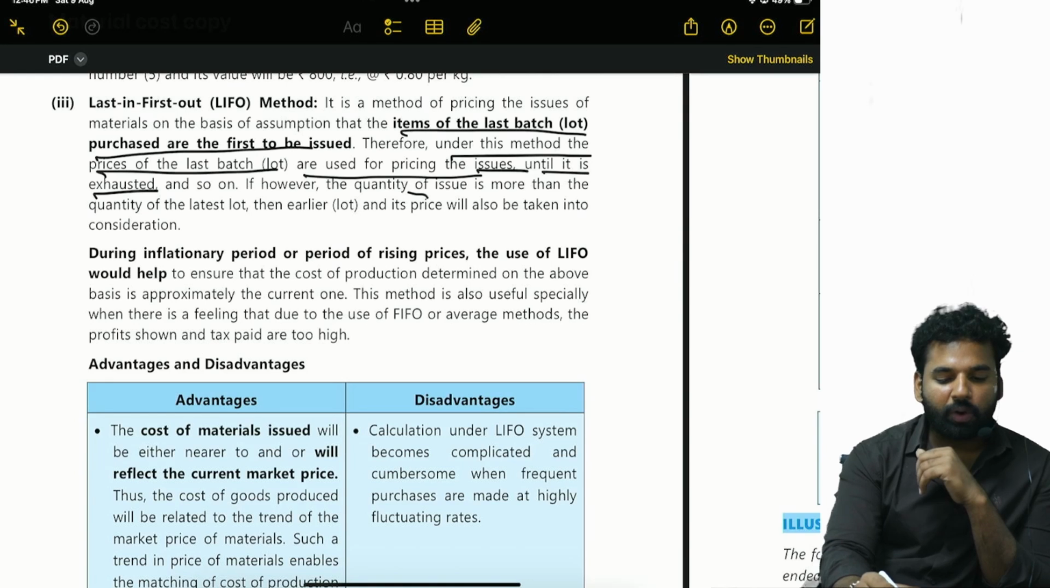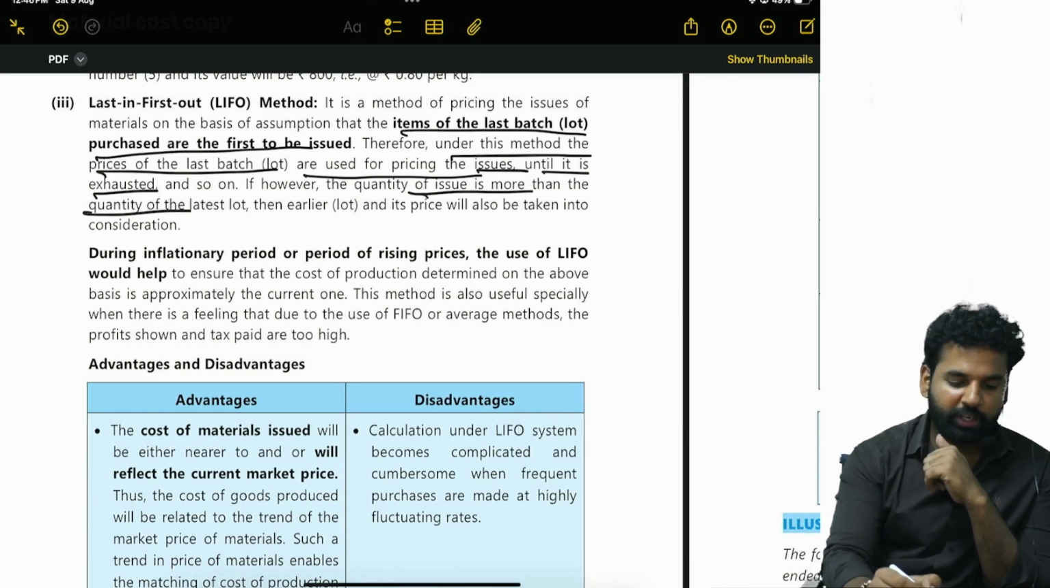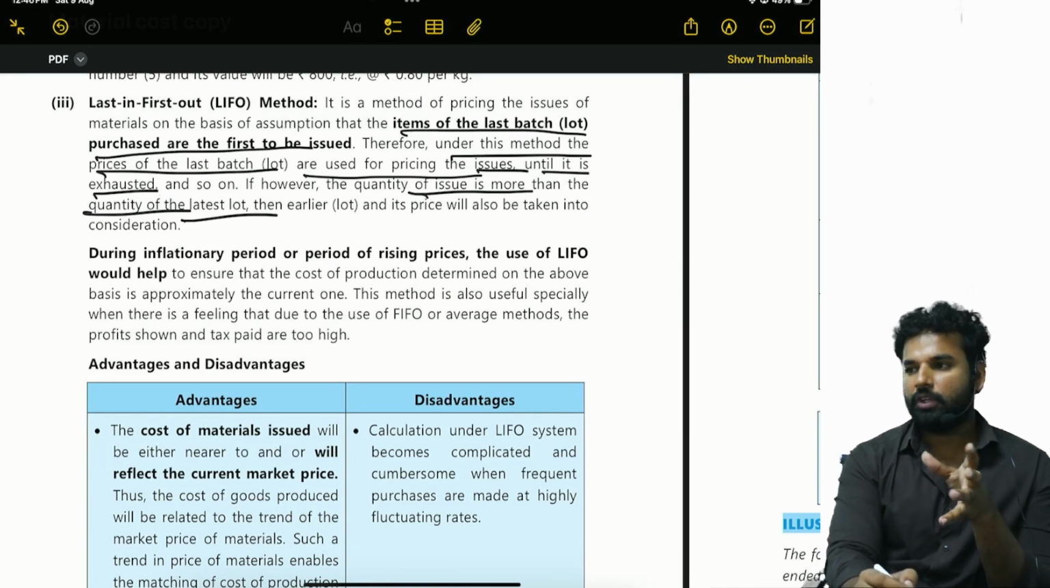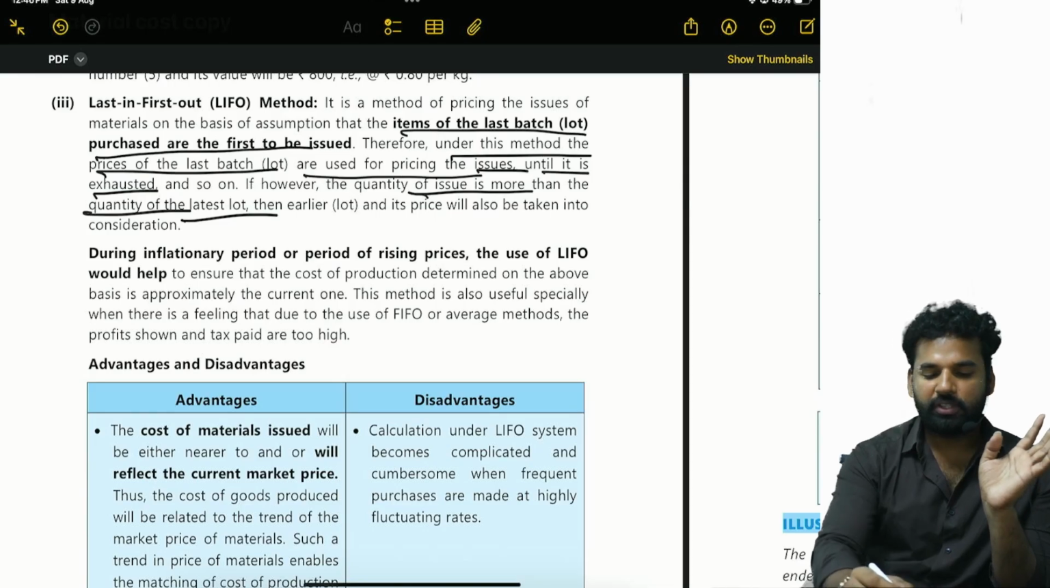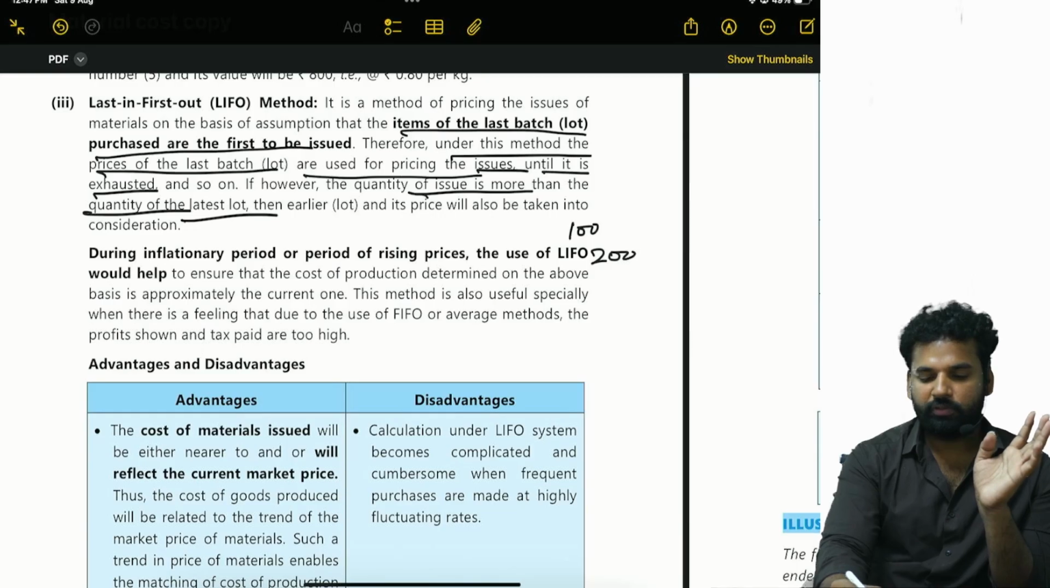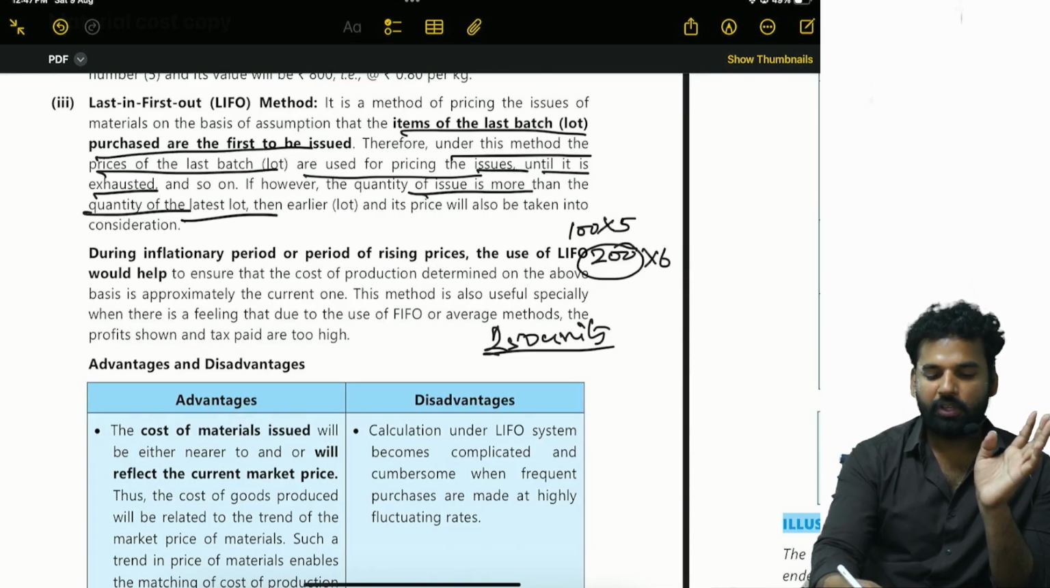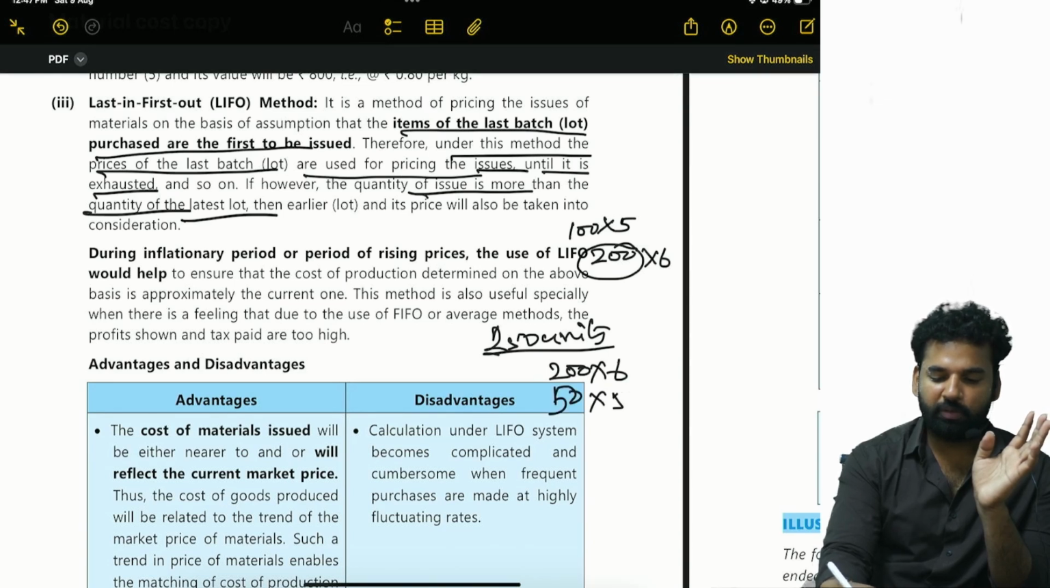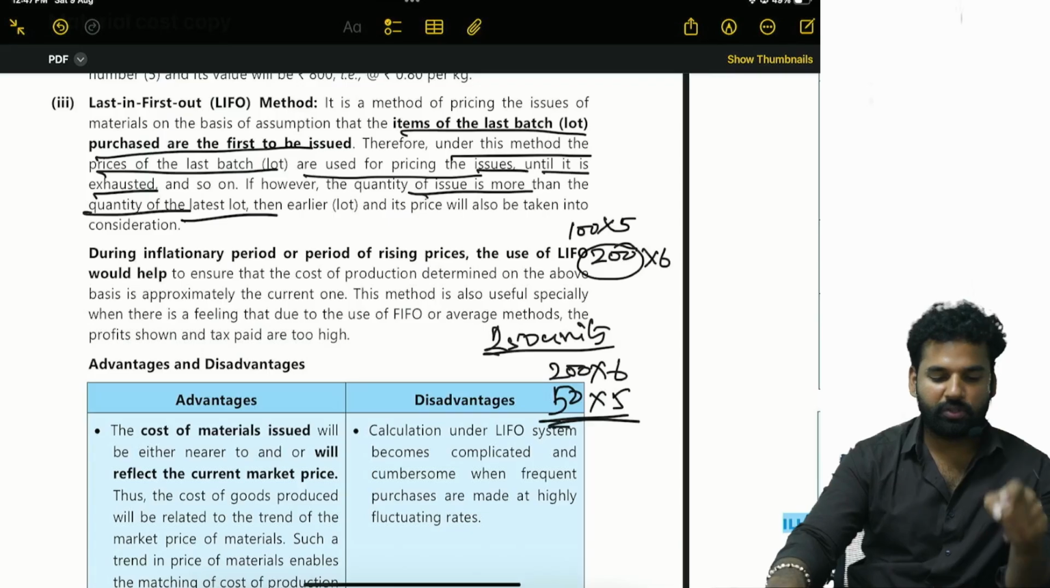If however the quantity of the issue is more than the quantity of the latest lot, obviously what has to be done? The previous stock has to be touched. See, we have a 100 units lot and a 200 units lot. When the issue is 250 units, what has to be done? The 200 units lot has to be taken first, at 6 rupees, then the 100 units lot, at 5 rupees. So 200 into 6 plus 50 into 5 will be the issue. So that's what they are saying.